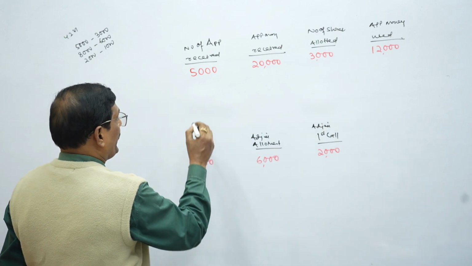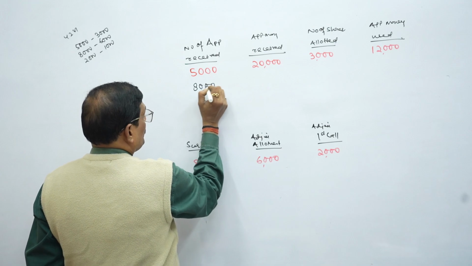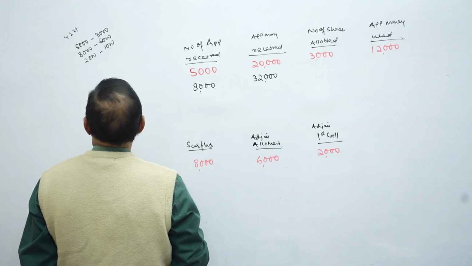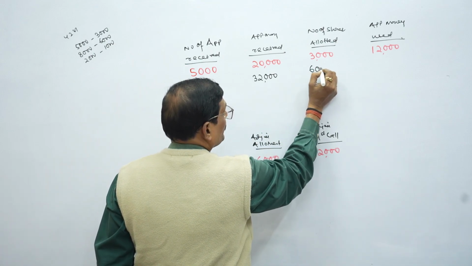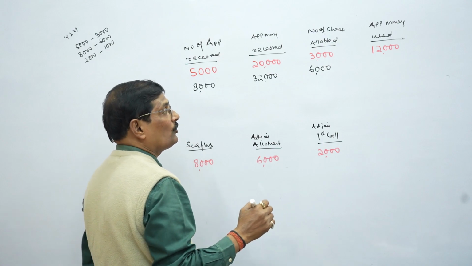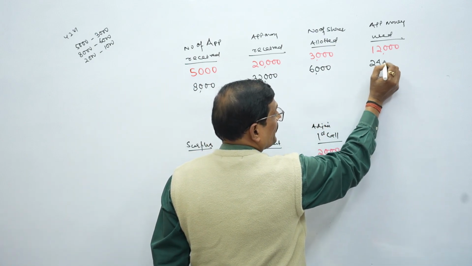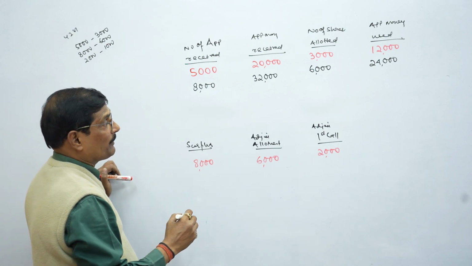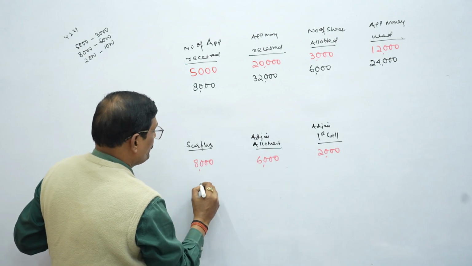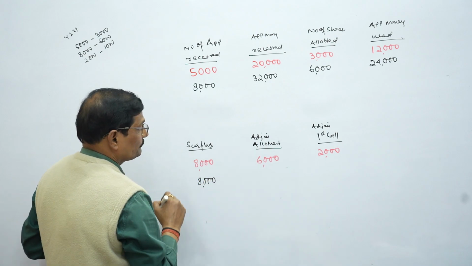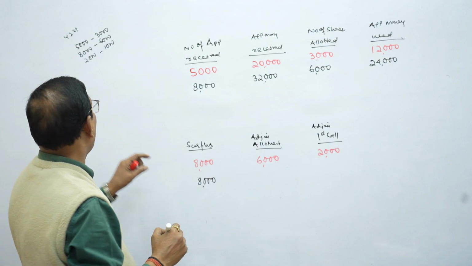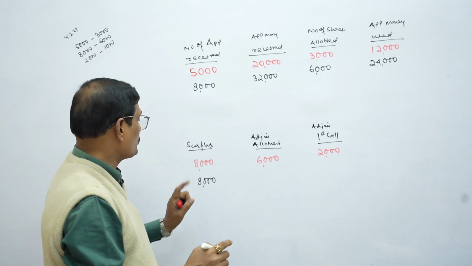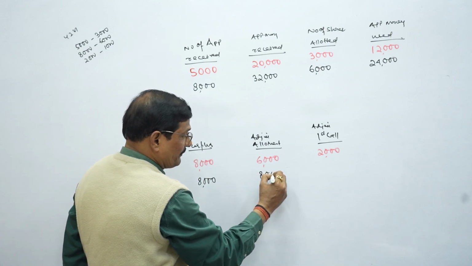Second one applied for 8,000, must have given 8,000 into 4, 32,000. We have allotted 6,000, must have used 6,000 into 4, 24,000. And the surplus is 32 minus 24, 8,000. At the time of allotment, our demand will be 6,000 into 2, 12,000. But we have a surplus of 8,000 that is to be adjusted.